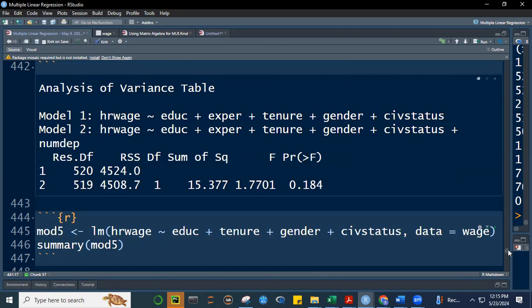So we now go to model number 5, this one. So model number 5: education, tenure, gender, civil status. Okay? Correct, class? Education, tenure, we removed experience. Okay? So far, we have removed 3 variables, right? Race first, and the number of dependents, and then experience. So 4 are left. Okay, so let's run this, model number 5.